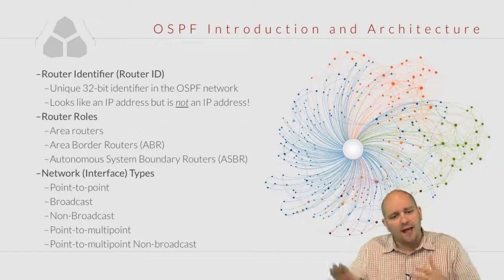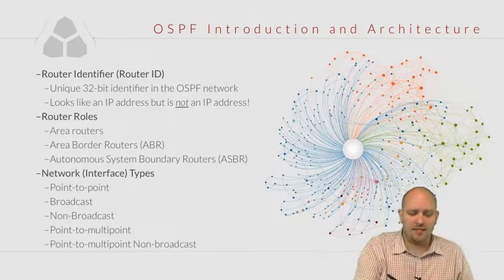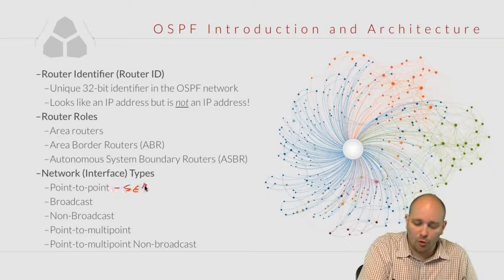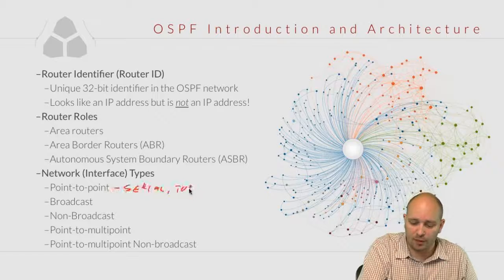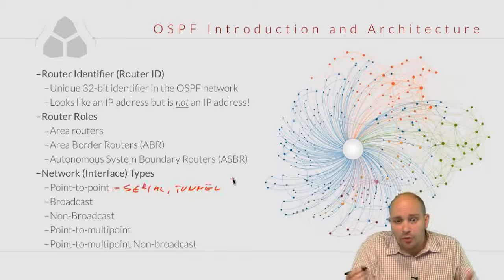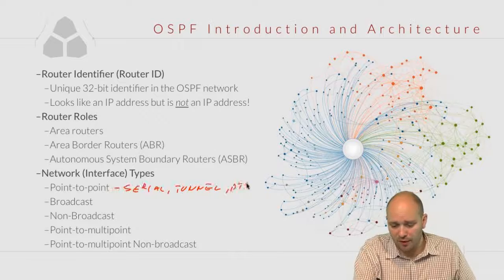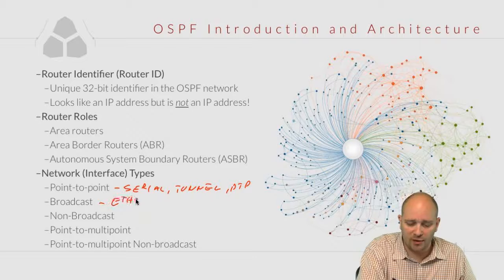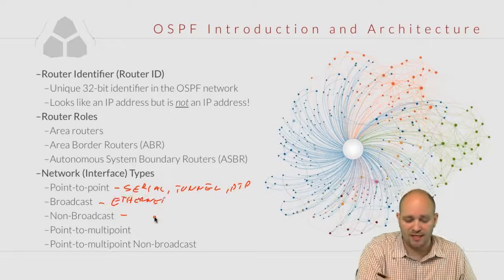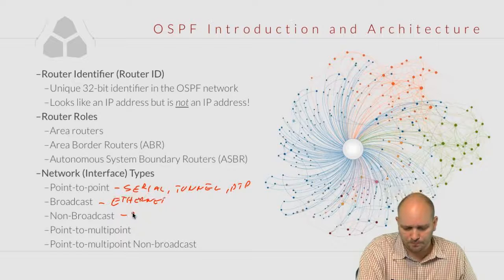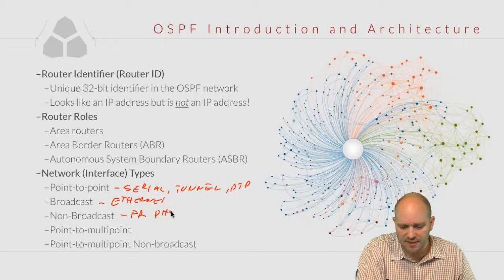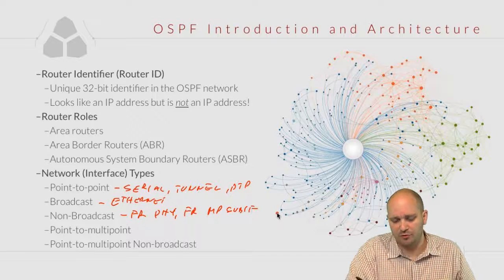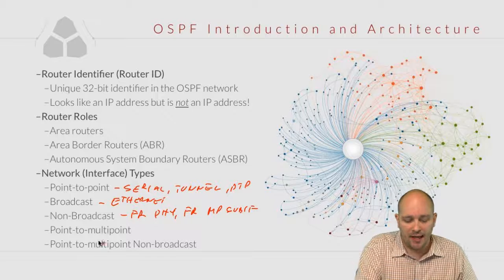Now, for these network types, one thing that I should mention is that point-to-point is the default on all serial interfaces, on, for example, GRE tunnels, and if you are using Frame Relay, on point-to-point Frame Relay sub-interfaces. Broadcast network type will be the default on all Ethernet interfaces. Non-broadcast is going to be the default on all Frame Relay physical interfaces or Frame Relay multipoint sub-interfaces, in case you have to deal with Frame Relay, which I find very unlikely.